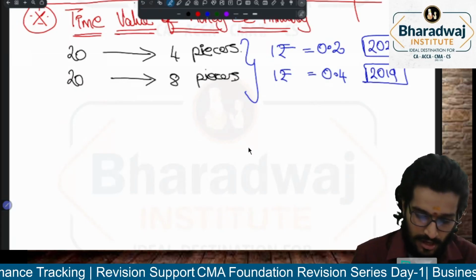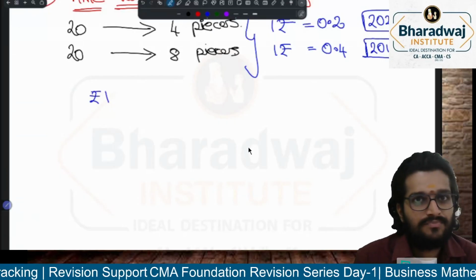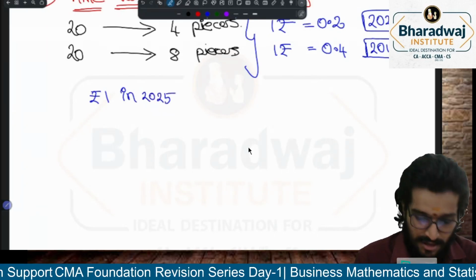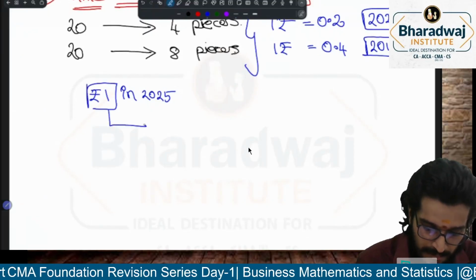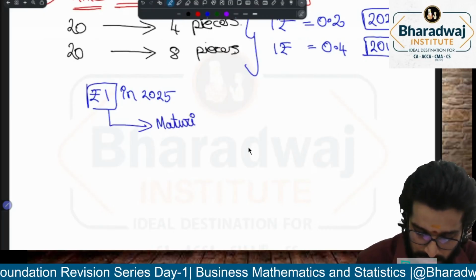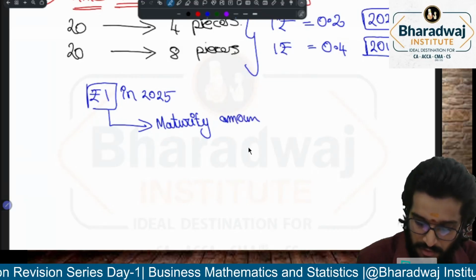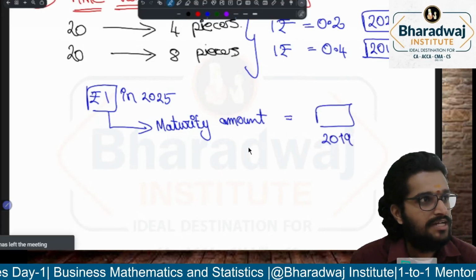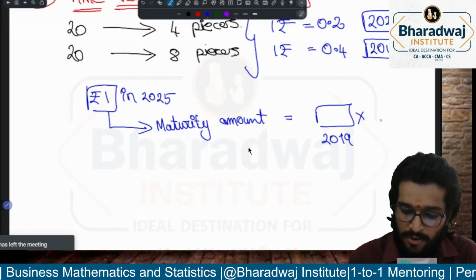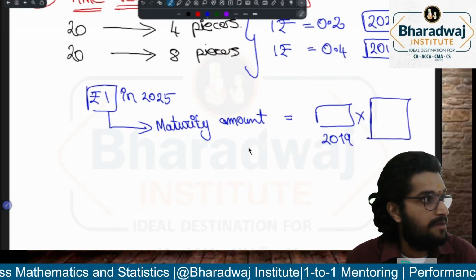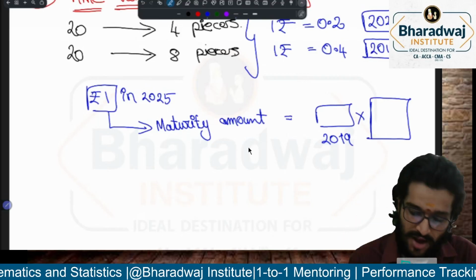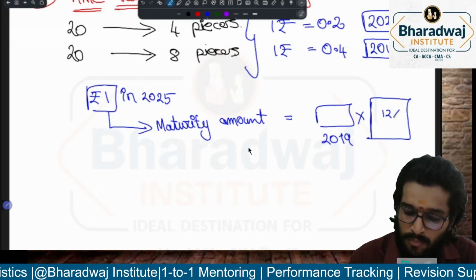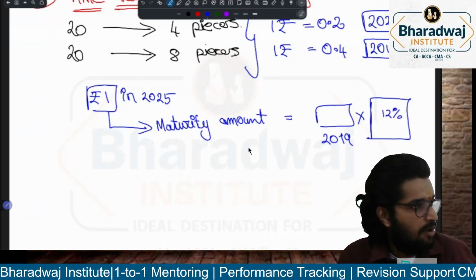Now, say this 1 rupee in 2025 is the maturity amount for any investment you made way back in 2019. For that investment, a compounding factor will act for 6 years, 1 plus i power 6. After adjusting that compounding factor, say the normal average 12% compounding factor, you have got this 1 rupee.